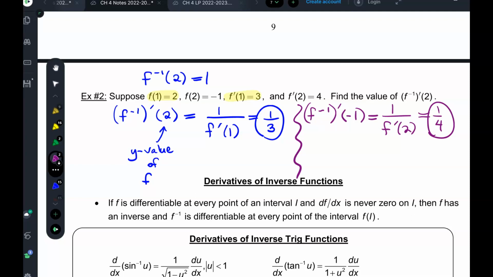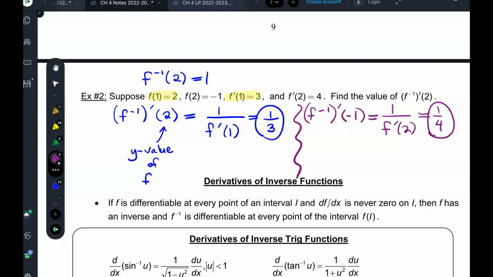The inverse of f prime of 2, so why isn't it 1/4? Because the Y value of 2 correlates to an X value of 1.